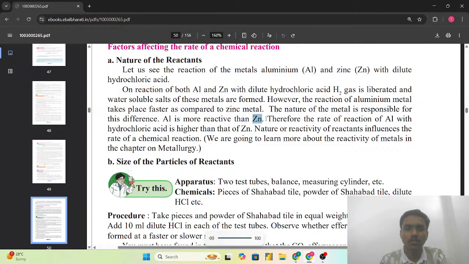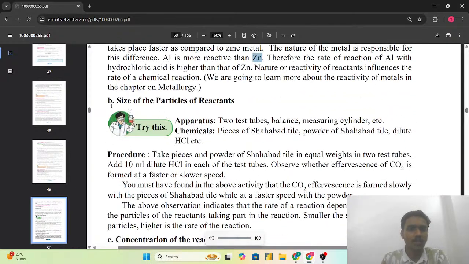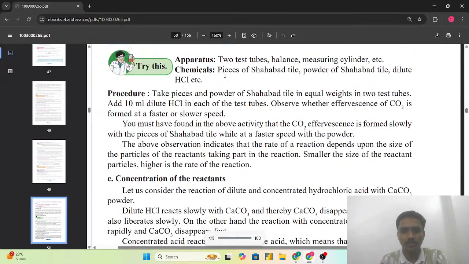So we can see that it depends on the nature of the reactant taking place in the particular chemical reaction. Next is the size of the particles of the reactants. Again, we have one experiment with two test tubes, a balance, a measuring cylinder, a piece of Shahabad tile, powder of the Shahabad tile, and dilute HCl.